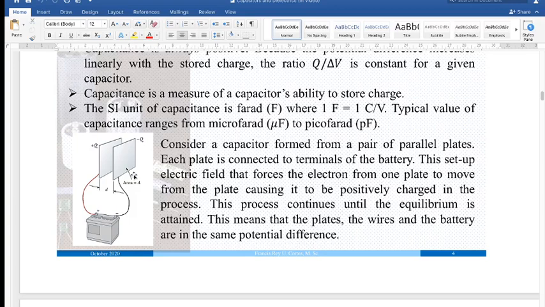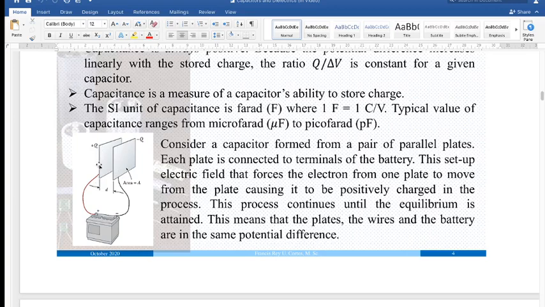So if they attain a constant potential difference with each other, then there is no charging process. Okay, the electrons, or those charges here, no longer flow in or sink in, because they maintain the potential difference. Okay? So yeah, that means equilibrium. So that's how the capacitor works.